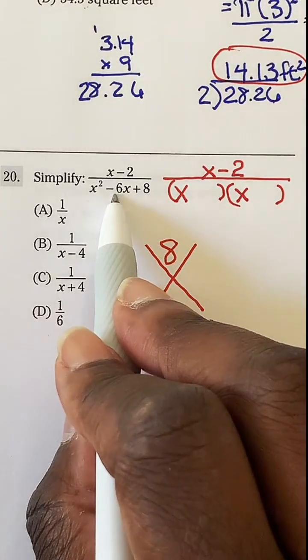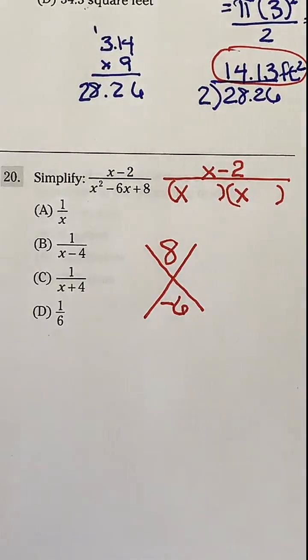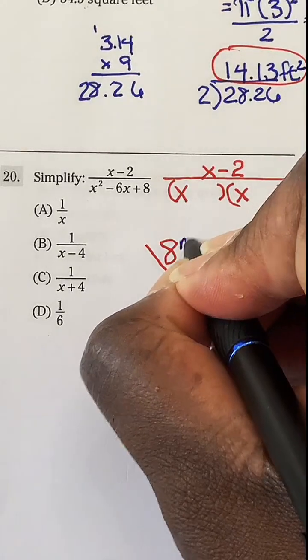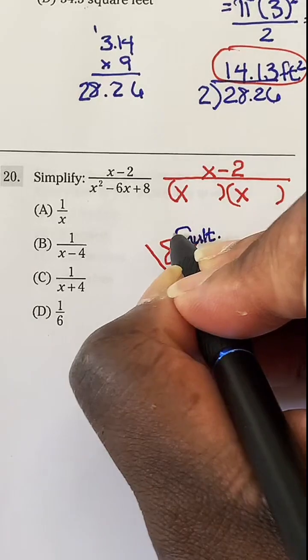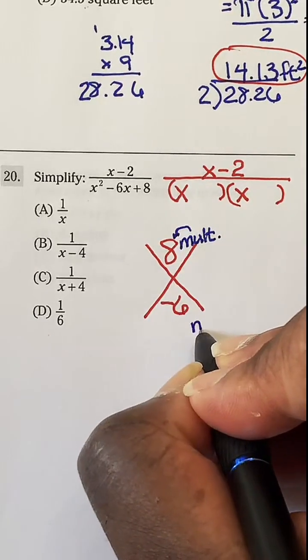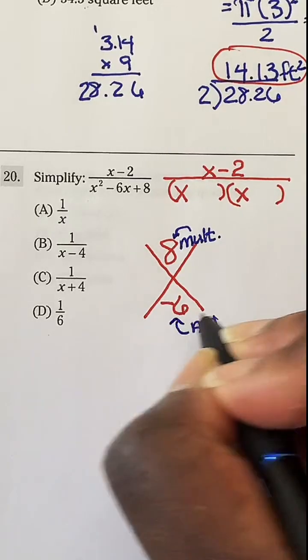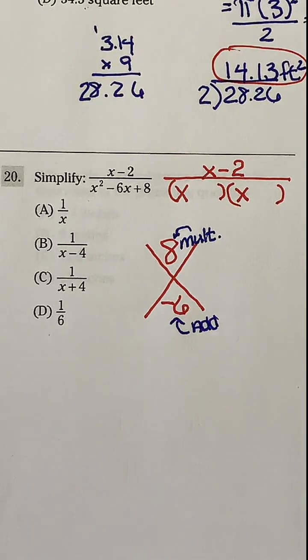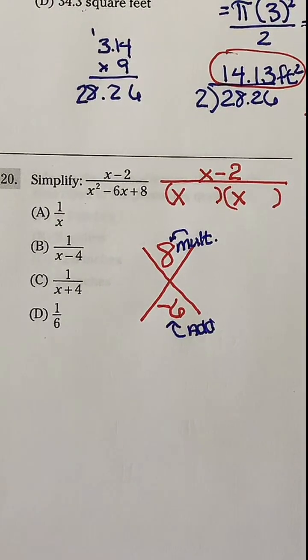I'm going to rewrite the middle term, which is a negative 6. So what we need to do, we need to think of what two numbers multiply will give me the 8, and those same two numbers add together to give me the -6. So what two numbers multiply together will give me 8 and add together to give me -6?